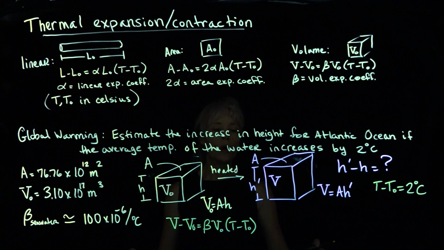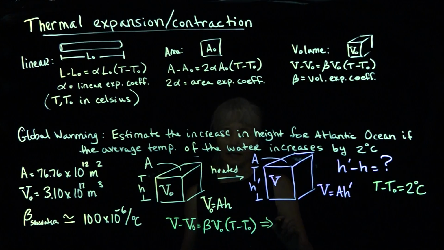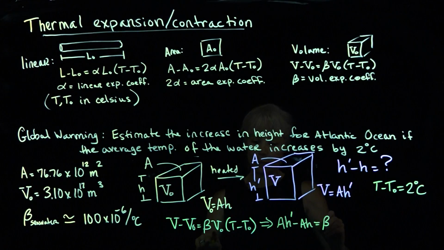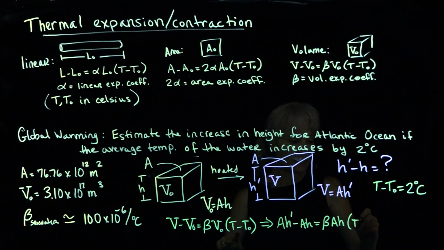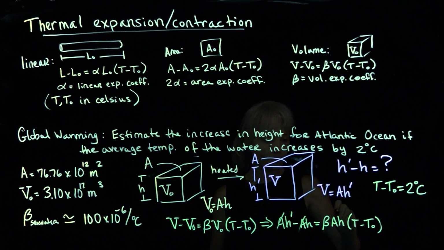And we want to find what is the new height. So what I'm going to do is plug in values. I'm going to plug in the formula for V and also for V naught, and rewrite this formula in terms of areas and heights. So the new volume V is going to be A times h prime minus the old volume, which is A times h. And that's going to be equal to beta times the old volume A times h times T minus T naught. And now you see here that the areas are all going to cancel. So all those areas cancel across the equation, and we need to solve for the original height h.